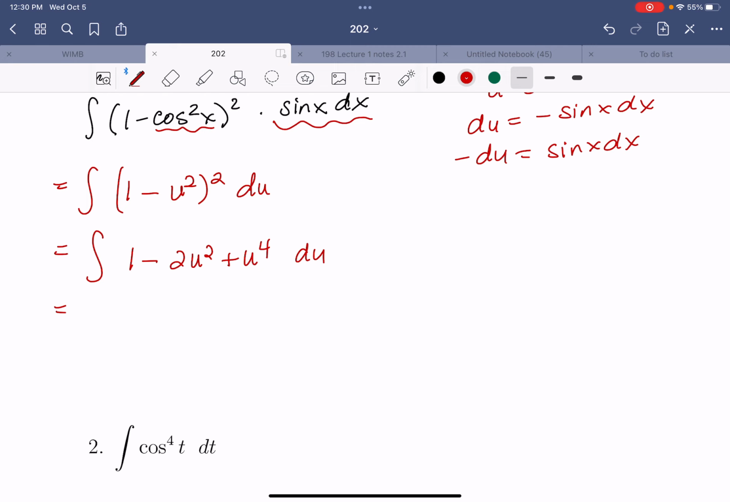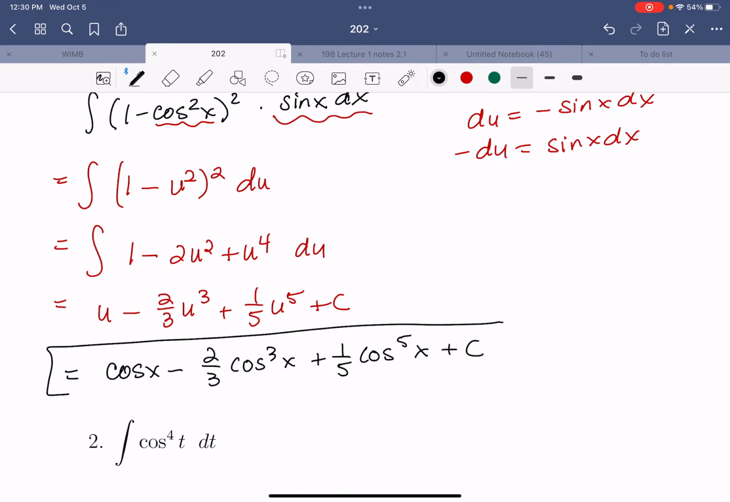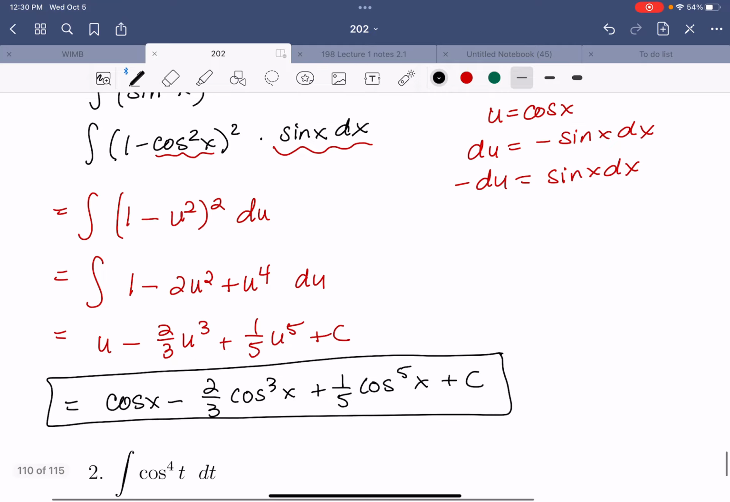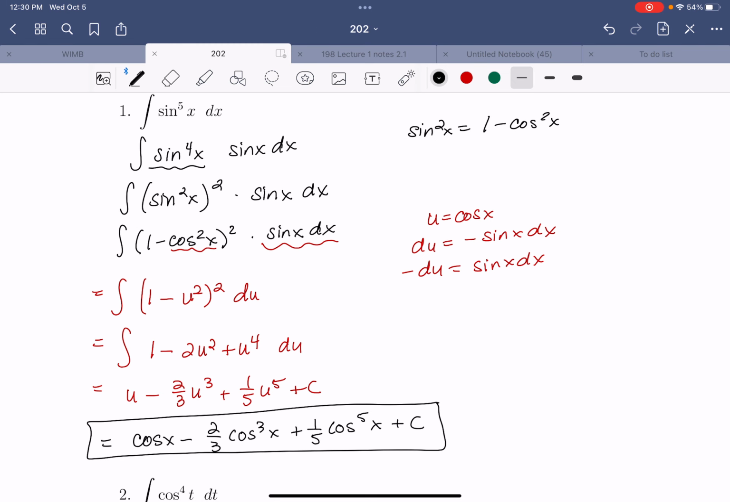And then we can take the antiderivative. That's u minus 2/3 u cubed plus 1/5 u to the fifth plus a constant. And then lastly, to get back to our x's, we're going to plug our cosine x back in. So that's cosine x minus 2/3 cosine cubed x plus 1/5 cosine to the fifth x plus a constant. And that's problem number 1.